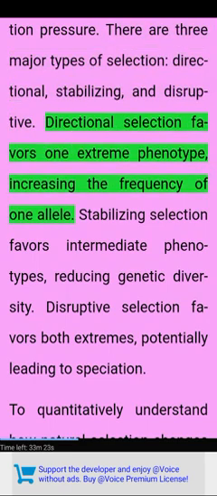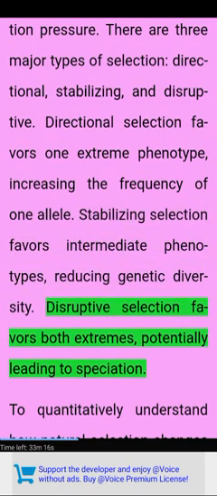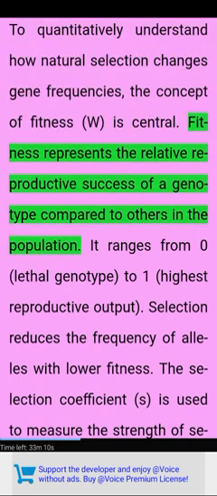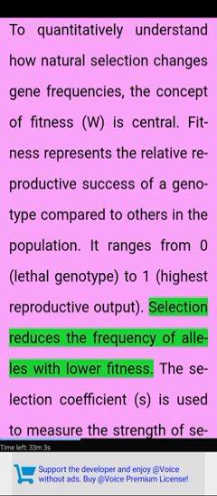Directional selection favors one extreme phenotype, increasing the frequency of one allele. Stabilizing selection favors intermediate phenotypes, reducing genetic diversity. Disruptive selection favors both extremes, potentially leading to speciation. To quantitatively understand how natural selection changes gene frequencies, the concept of fitness, W, is central. Fitness represents the relative reproductive success of a genotype compared to others in the population. It ranges from zero for a lethal genotype to one for the highest reproductive output. Selection reduces the frequency of alleles with lower fitness.